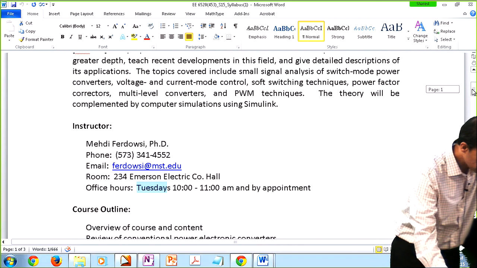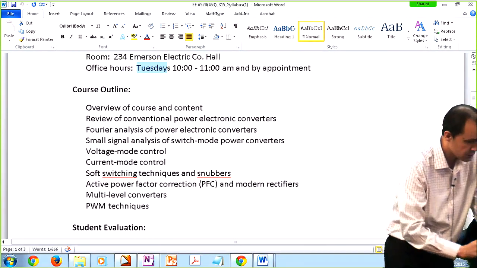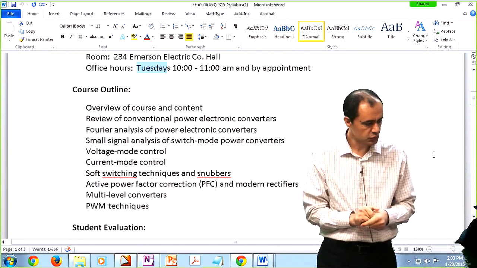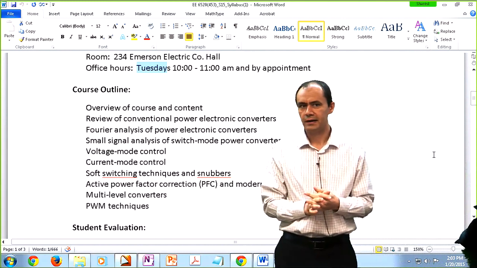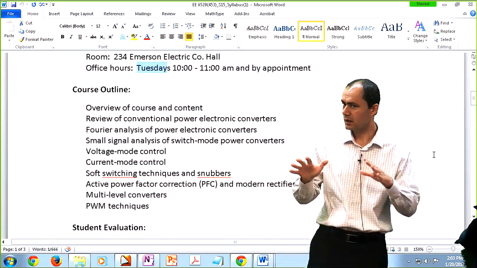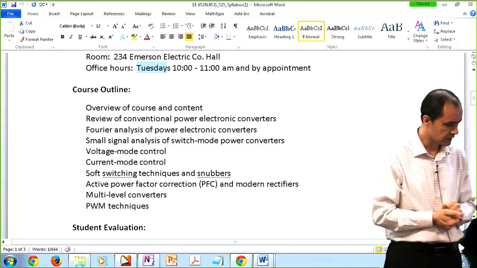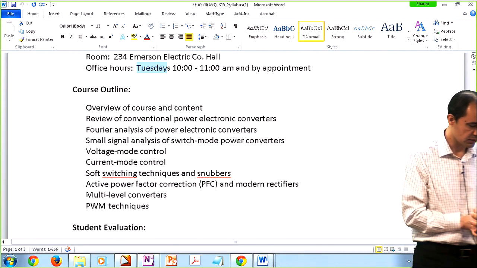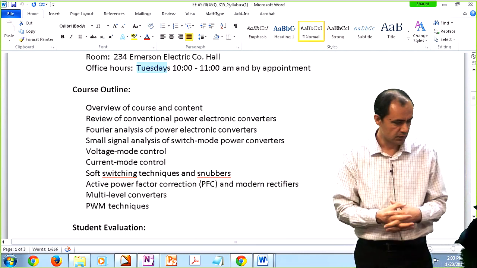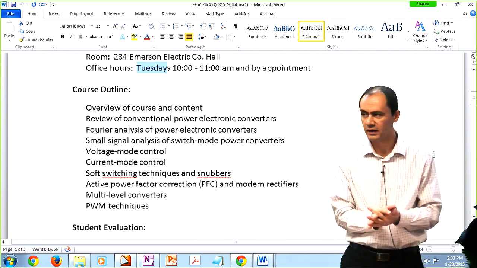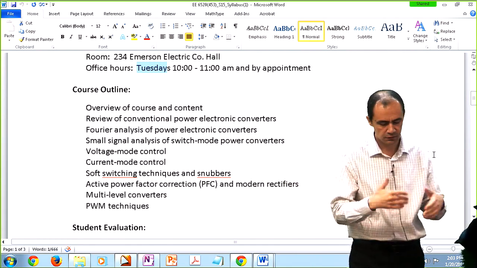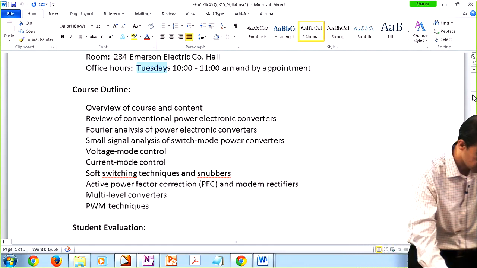The material that we are going to be covering: some overview material, then a review of conventional power electronic converters, what you have seen before. A lot of you have already been exposed to that material. All I do is make sure that we are all on the same page so we understand each other before we take off. We look at some Fourier analysis of power electronic converters, then small signal modeling, then voltage mode control, then current mode control, then some soft switching techniques, then some power factor correction approaches, and then multi-level converters and PWM techniques. So a variety of newer or more advanced topics in power electronics.